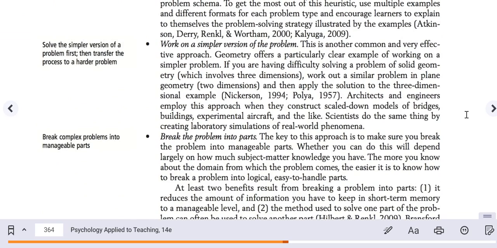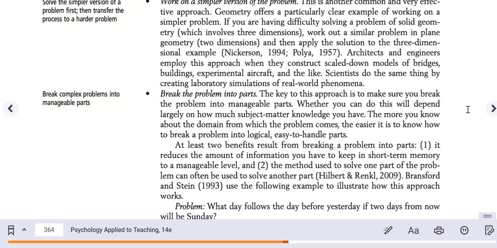Work on a simpler version of the problem. This is another common and very effective approach. Geometry offers a particularly clear example of working on a simpler problem. If you're having difficulty solving a problem of solid geometry, which involves 3 dimensions, work out a similar problem in plane geometry, 2 dimensions, and then apply the solution to the 3-dimensional example. Architects and engineers employ this approach when they construct scaled-down models of bridges, buildings, experimental aircraft, and the like. Scientists do the same thing by creating laboratory simulations of real-world phenomena.